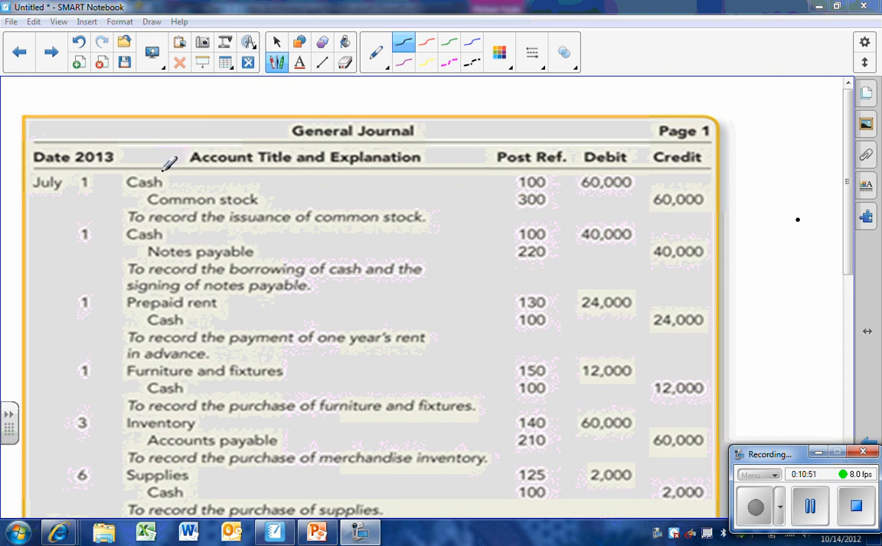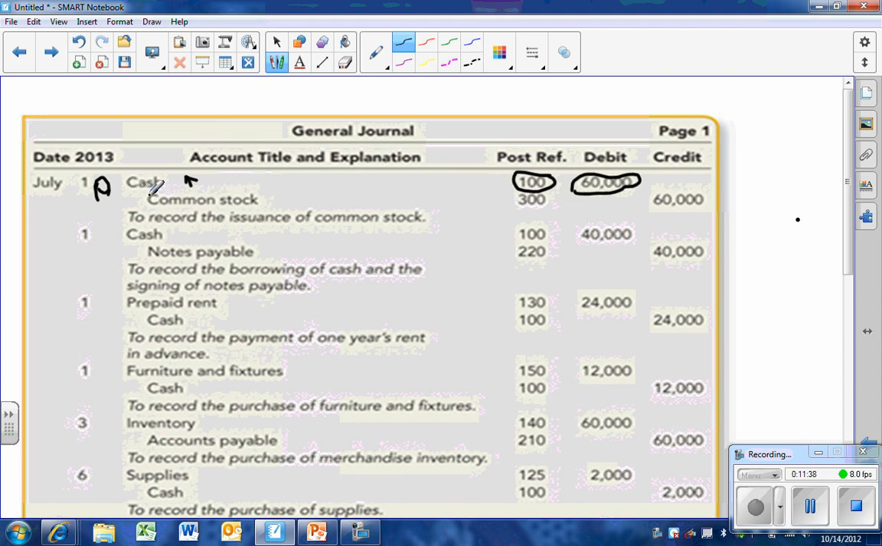In this first transaction, which is out of the textbook, we have the recording of the issuance of common stock. So we have our asset account, cash, and it is going to increase by $60,000, so we debit it. The post reference refers to the account number associated with this cash account in the chart of accounts. For our purposes in class, we will not be using these types of references. We'll just be making summary journal entries.